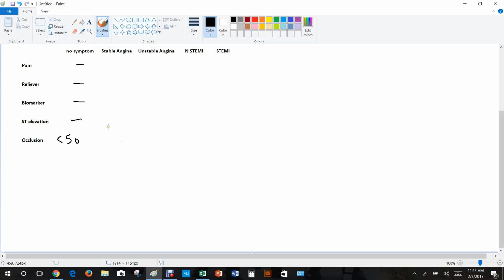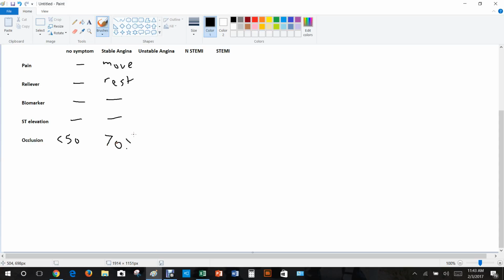Okay, so what about a stable angina? This is something that hurts when they walk, but it feels better when they rest. So pain with moving, I mean exertion, and the reliever is rest. Okay, and then biomarkers, none. ST elevation, none. Usually this is going to be somewhere around 70% occluded.